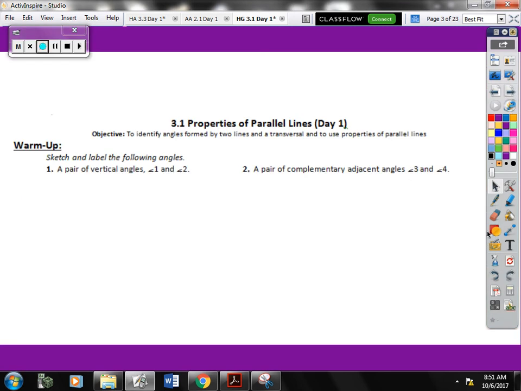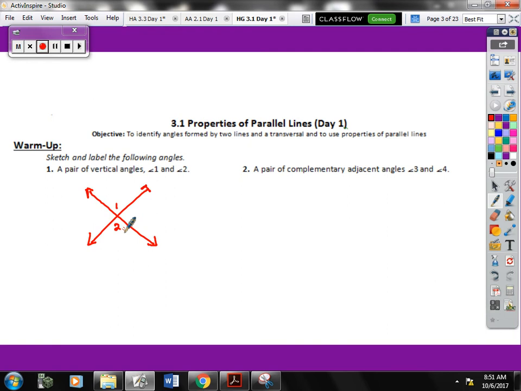All right, so the warm-up says, sketch and label the following angles. So a pair of vertical angles, angle 1 and 2. So we know vertical angles are formed by intersecting lines, and they are the angles that are opposite of one another. So for example, angle 1 and angle 2 could be this one and this one, or you could put them in the other two spots.